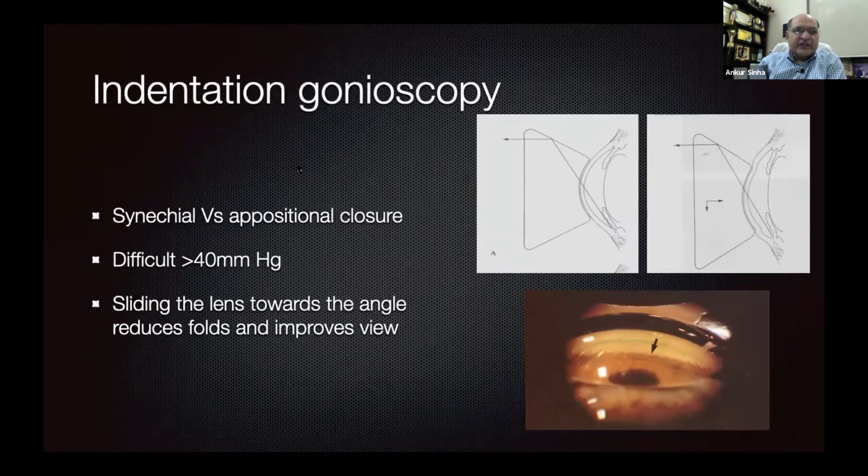Indentation gonioscopy is required to differentiate between synechial and appositional closure. It may be difficult in very high IOP. So what we do is we gently press the cornea posteriorly and look for opening of the angles. When we do this, there are some corneal folds, and they can be reduced by moving the lens towards the angles, which can improve the view.